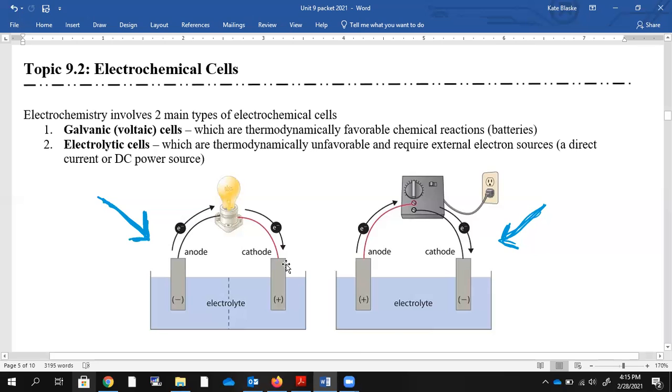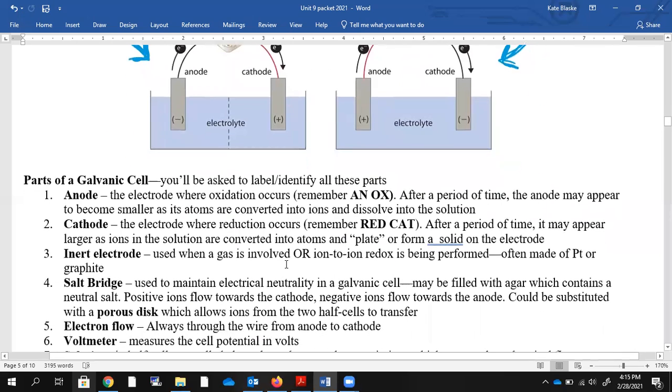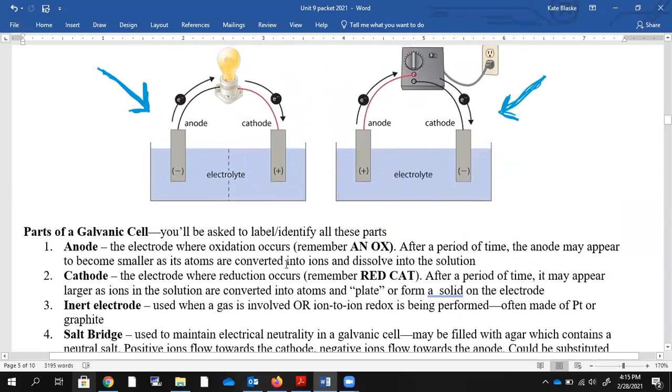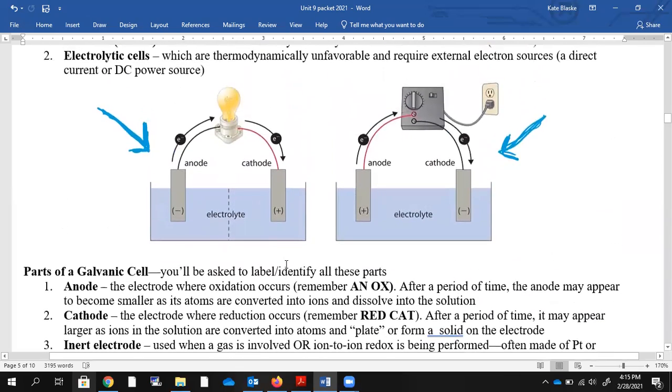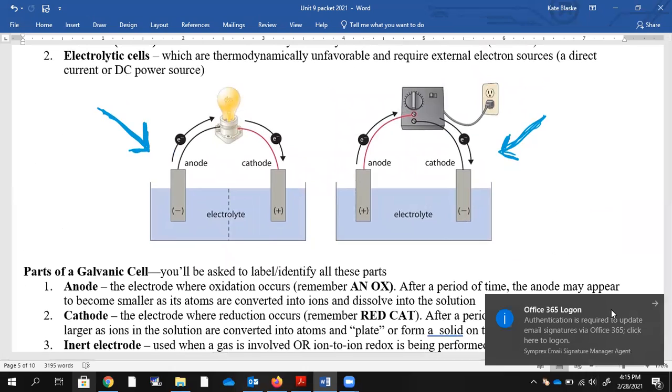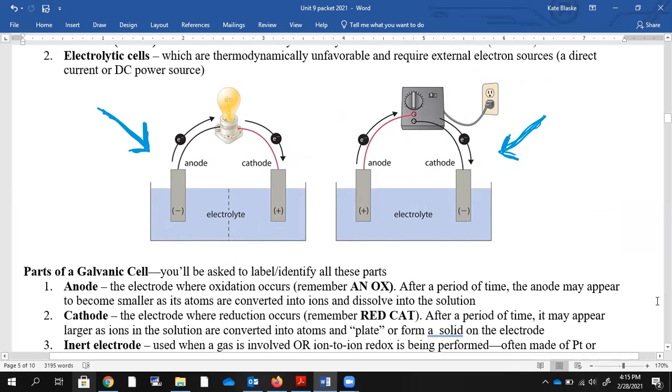So let's talk about all the different parts of a galvanic cell first. This is all vocab, all things that you need to be able to label and identify on a picture, and to talk about what's happening, use these vocab words. So the anode is the electrode or the metal chunk that is where oxidation occurs.